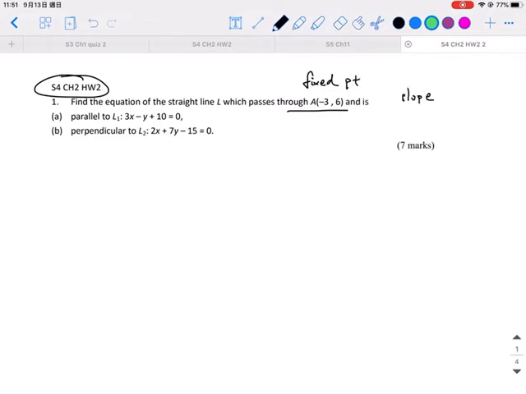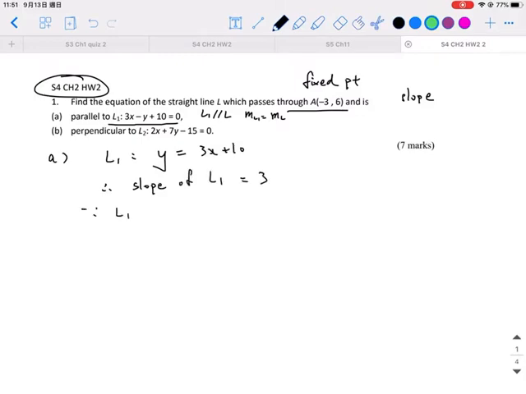For the first part, L is parallel to L1, this line. So we find the slope of L1. If L1 is parallel to L, that means the slope of L1 equals the slope of L, right? So for part A, I changed L1 to slope-intercept form, which is y equals 3x plus 10. So the slope of L1 is equal to 3.